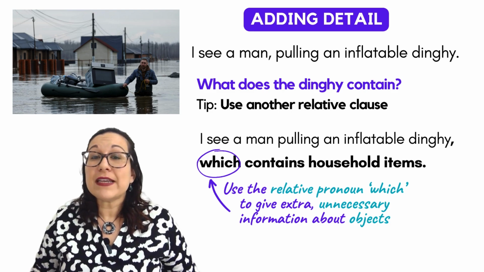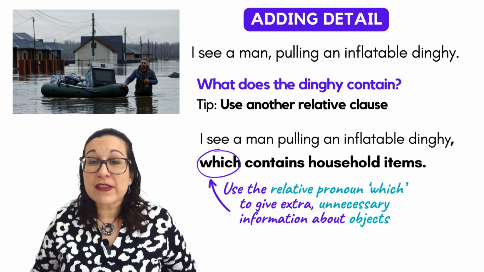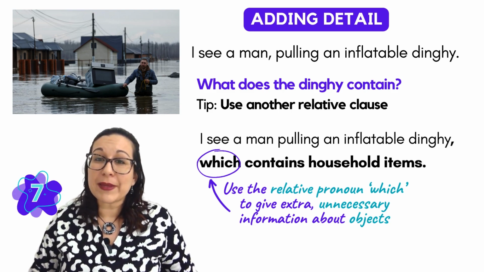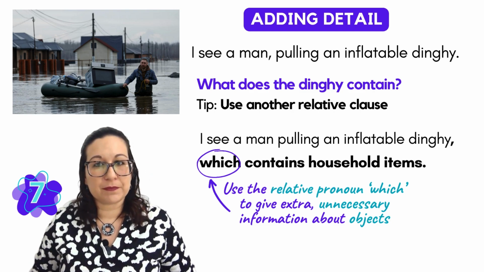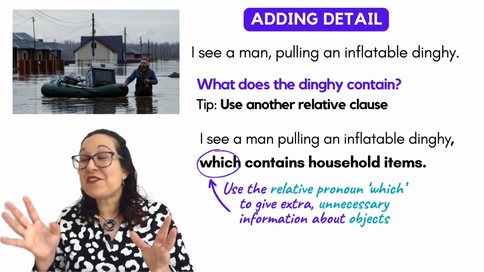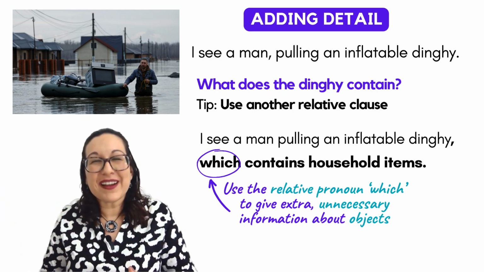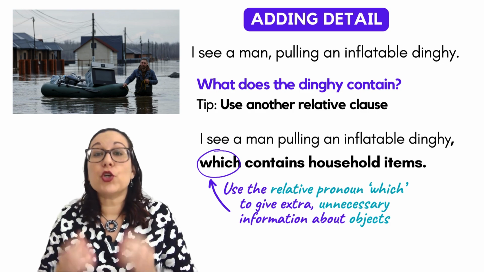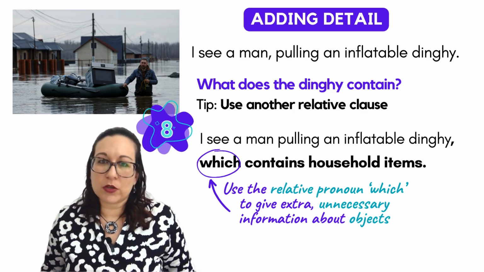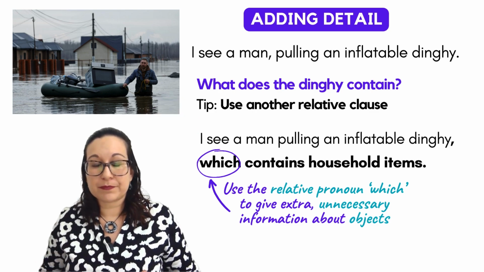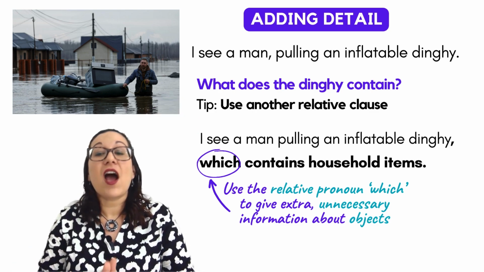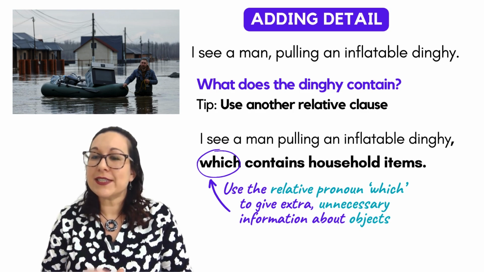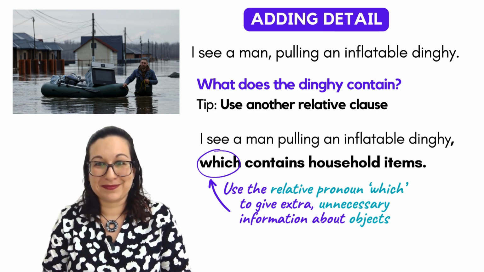Note that I'm using a different relative clause now. Now I'm using which, not who. Because now what I'm describing is an object, not a person. Yes, we could reduce this as well, but that might start to get a little bit confusing, and our aim is to communicate clearly. What we don't want to do is confuse people. So let's keep the sentence as, I see a man pulling an inflatable dinghy which contains household items.